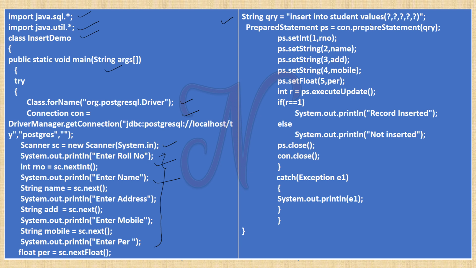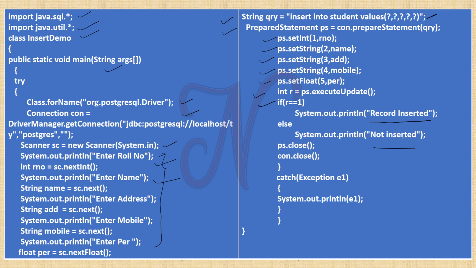Insert into student values, and these are the placeholders. By using the prepared statement, we create an object. And here we fill all these question marks using the different data types. Then executeUpdate: if the query runs successfully, it returns 1. If it is 1, the message is record inserted, otherwise not inserted. This is one example. So explain the prepared statement with some description, syntax and one program.